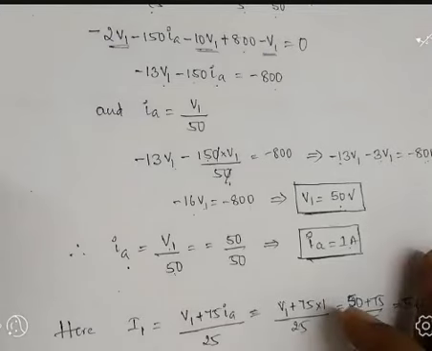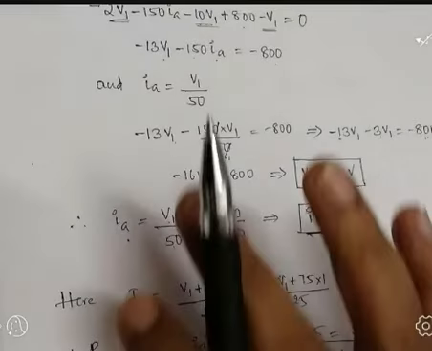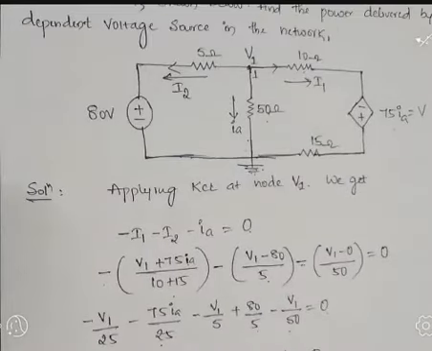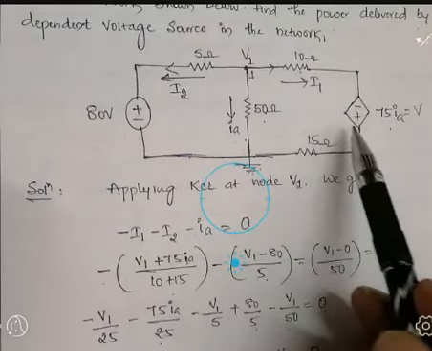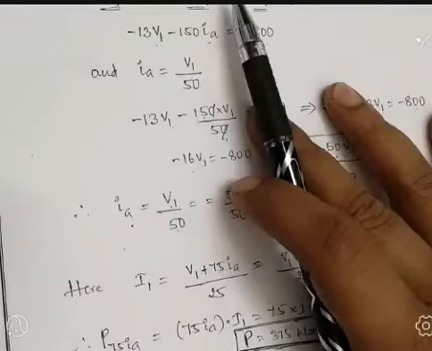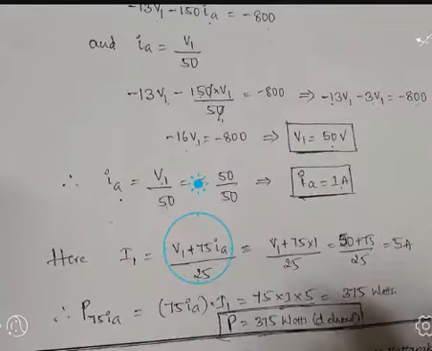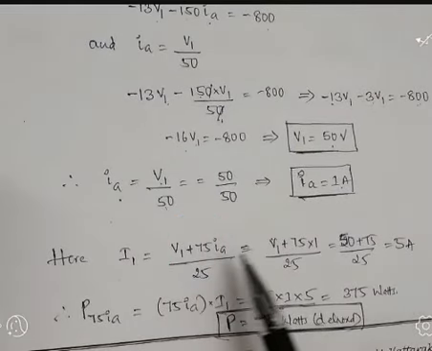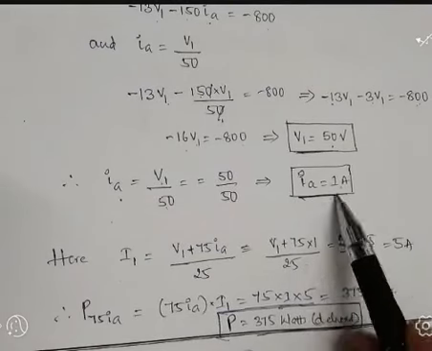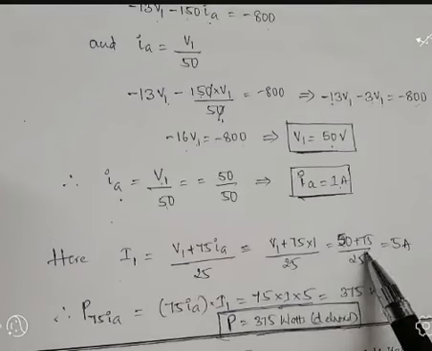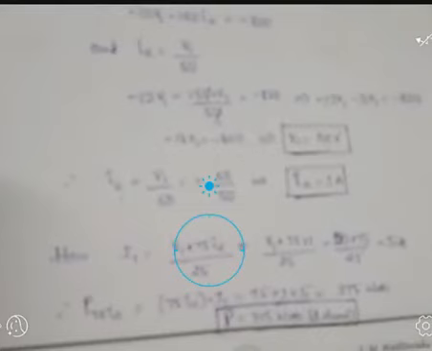Okay, next one more current, that is I1. I1 equal to V1 plus 75 IA divided by 25. You can see in the network, the current I1 is flowing here. V1 is 50, 75 into what? The value of IA is 1 ampere. So 50 plus 75 divided by 25. So do the simplification and we got the answer as 5 amperes.